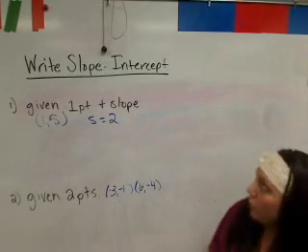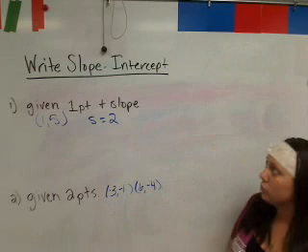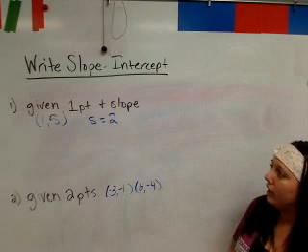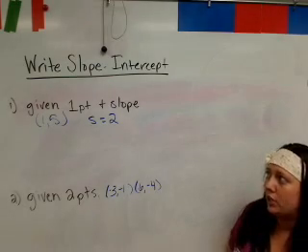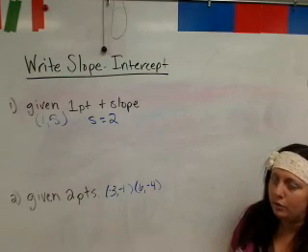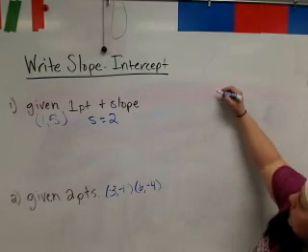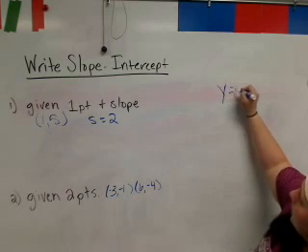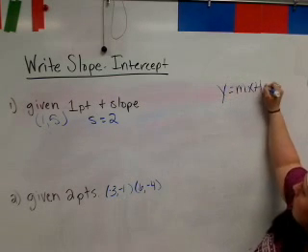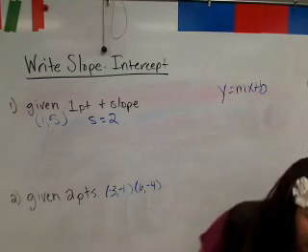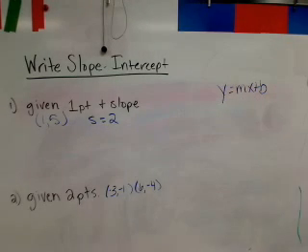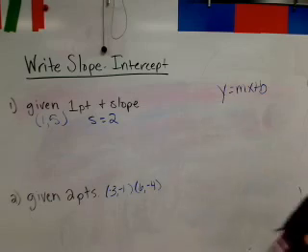Okay, our last video over slope is to write in slope-intercept form. There's two other ways that you might be given information and asked to write in slope-intercept form. And if we remember, our slope-intercept form is y equals mx plus b. You should probably commit that to heart pretty soon.